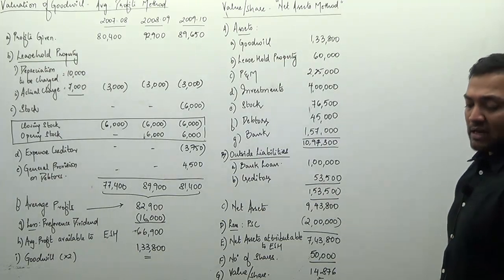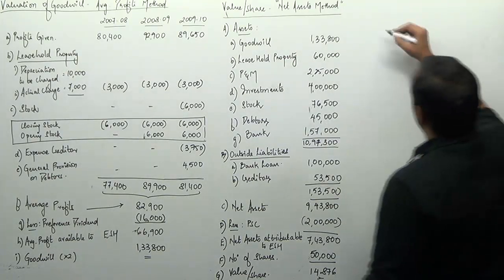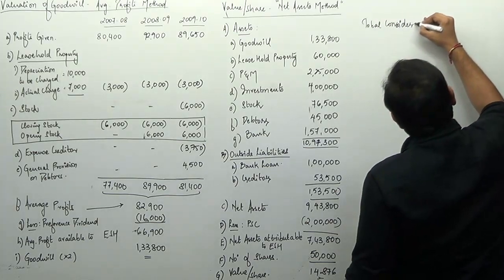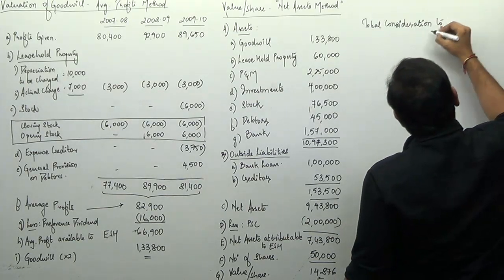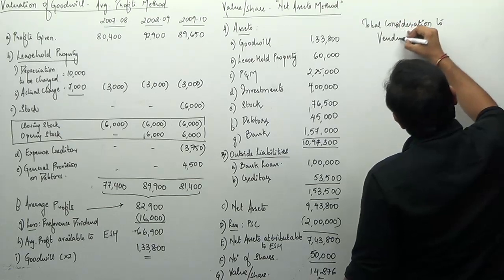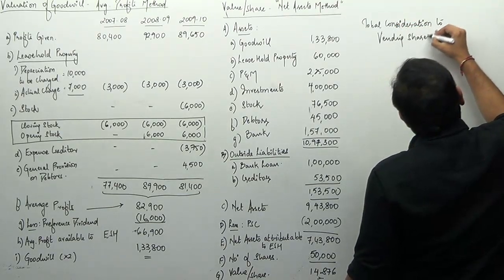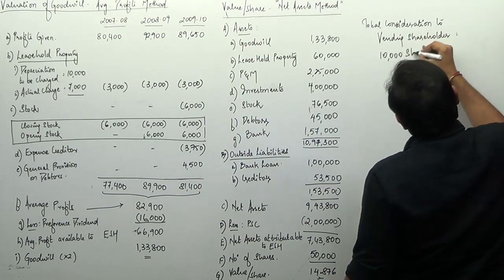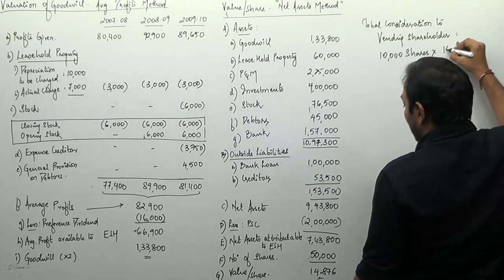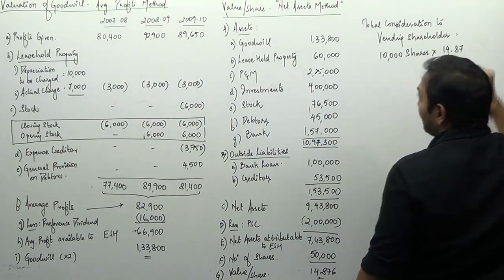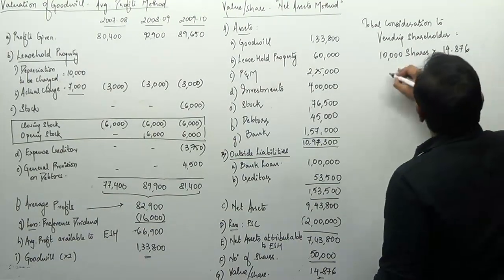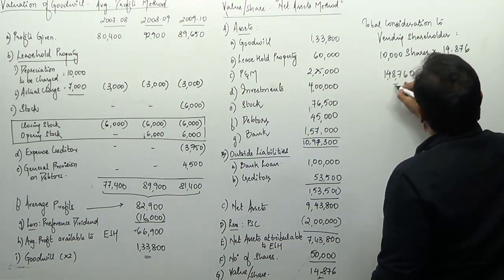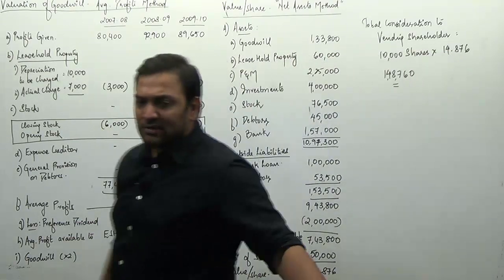Actual question is not value per share. The actual question is, what is the total consideration to vending shareholder? My total consideration to my vending shareholder, that shareholder in point number A, if you observe, he holds 10,000 shares. Each share based on balance sheet value is 14.876. Should give you 1,48,760. Pure valuation based question, guys.